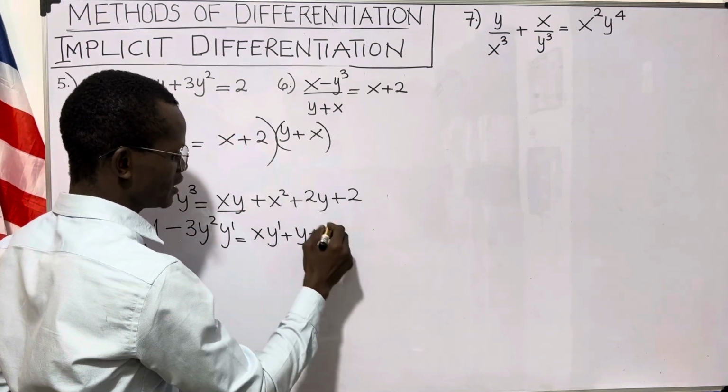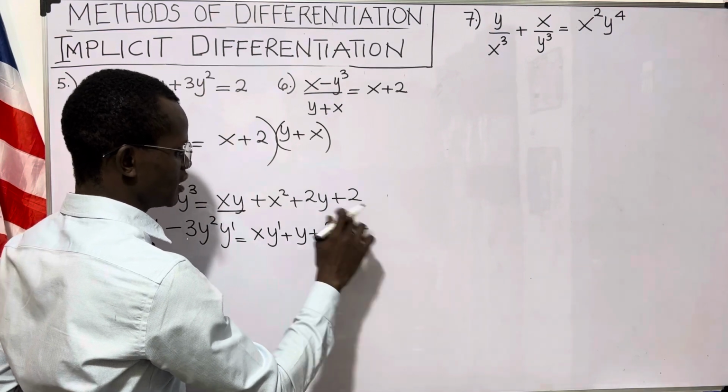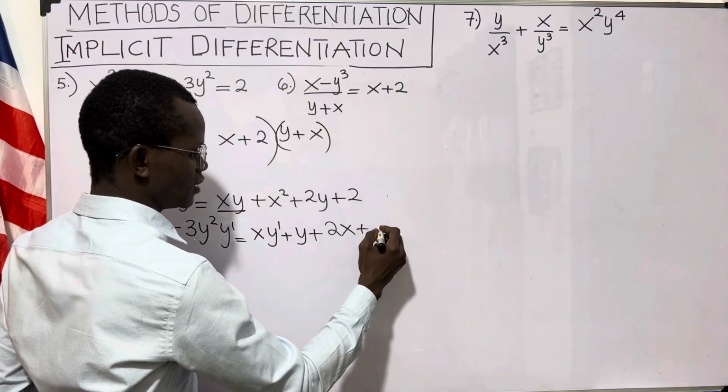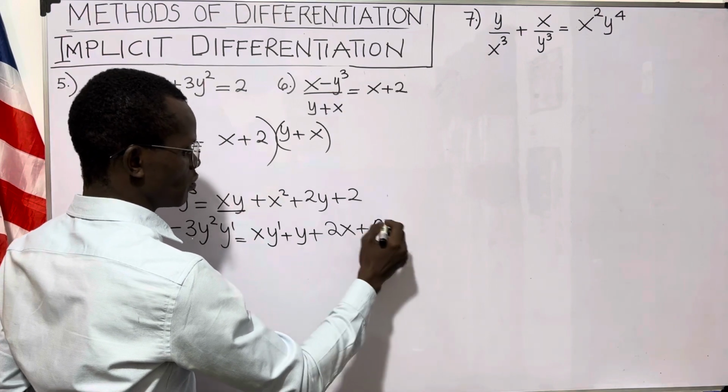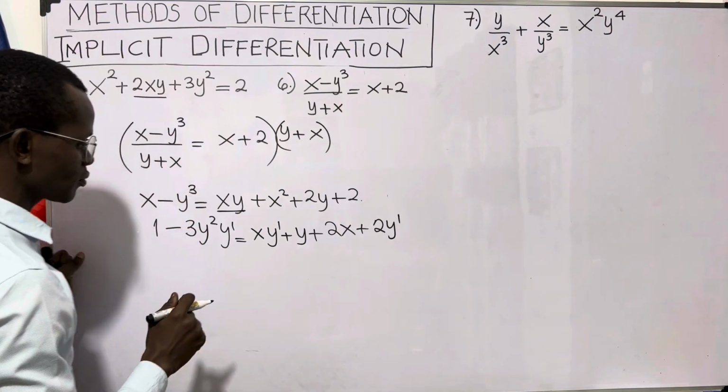Move to x squared. The derivative of x squared is just 2x, plus the derivative of 2y is just 2, but we must attach y prime. The derivative of a constant goes to 0.